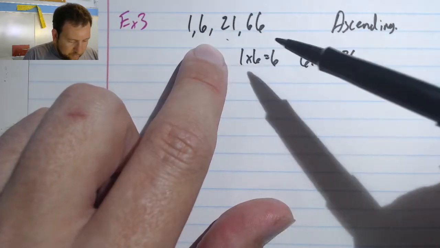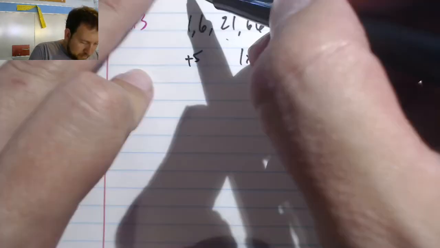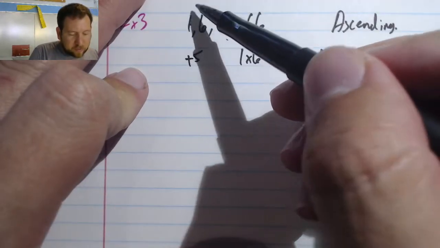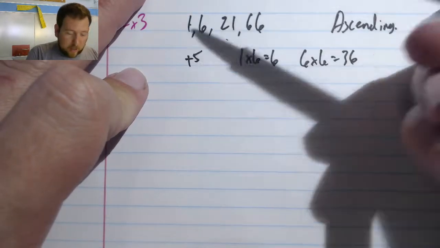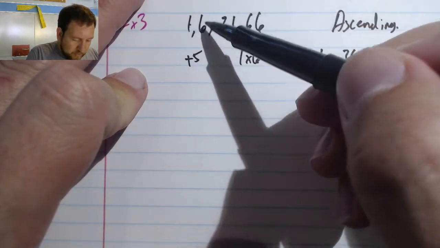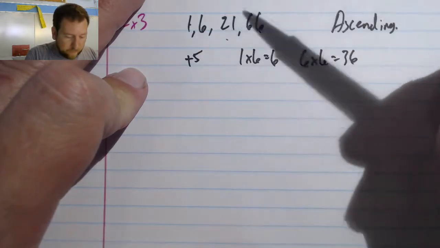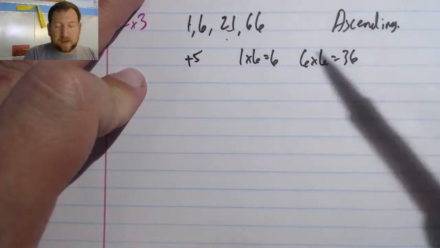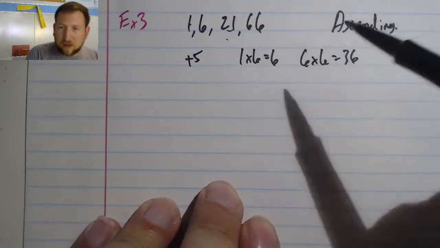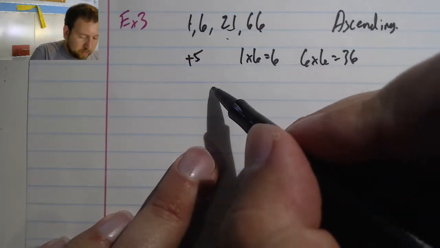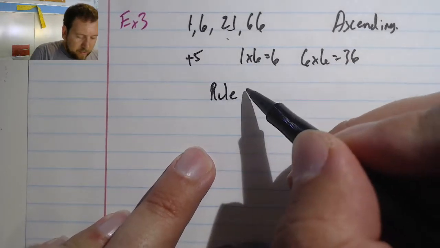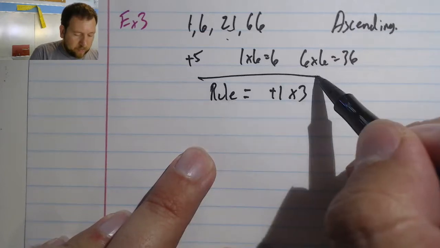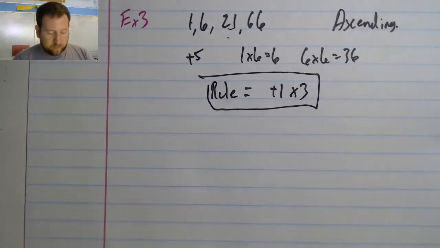Plus 1 times 3. Oh, plus 1 times 3 would work. Because 1 plus 1 is 2, times 3 is 6. 6 plus 1 is 7, times 3 is 21. 21 plus 1 is 22, times 3 is 66. So sometimes we just kind of have to look for these things and try to figure out my rule. So my rule here is plus 1 times 3. Okay, go ahead and good luck.